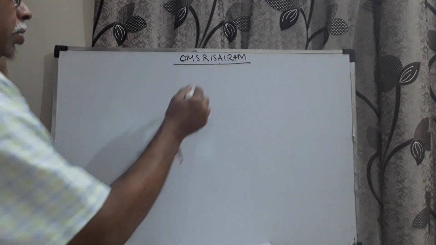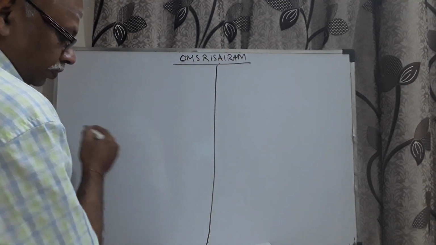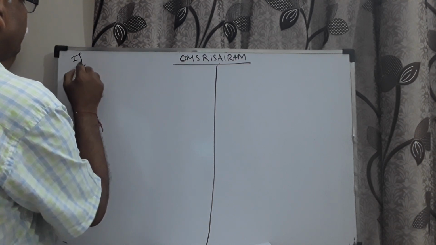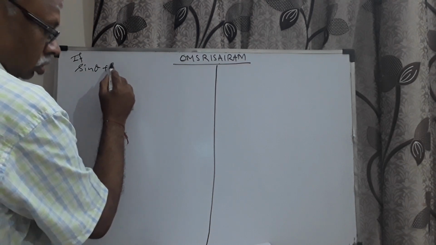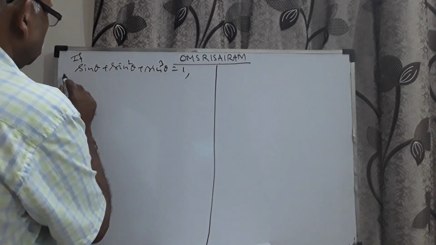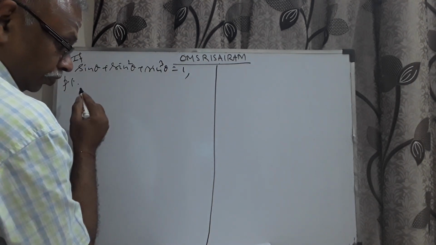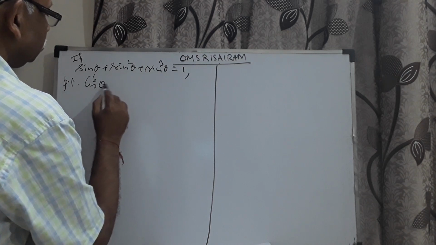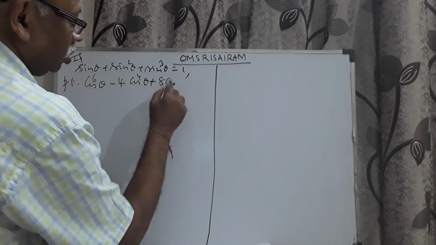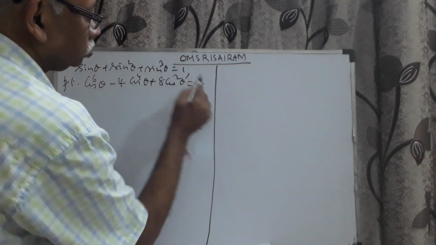In this particular video presentation, again, we'll discuss some more problems meant for competitive examinations or JEE. The first problem meant for today goes like this. If sin theta plus sin square theta plus sin cube theta is equal to 1, prove that cos power 6 theta minus 4 cos power 4 theta plus 8 cos square theta is equal to 4.